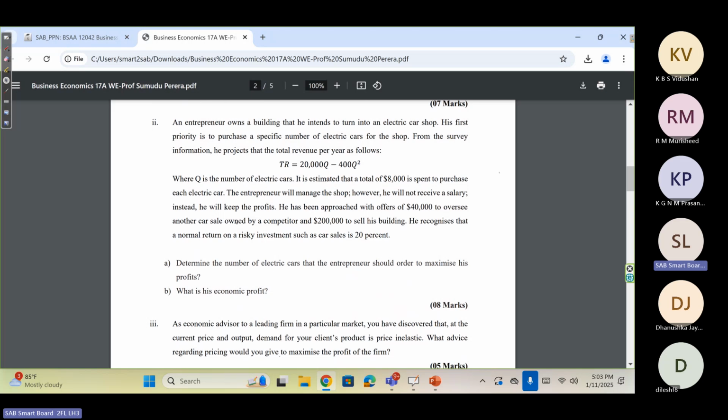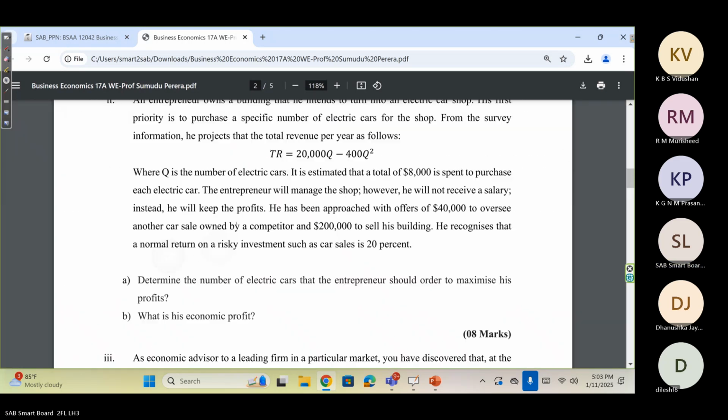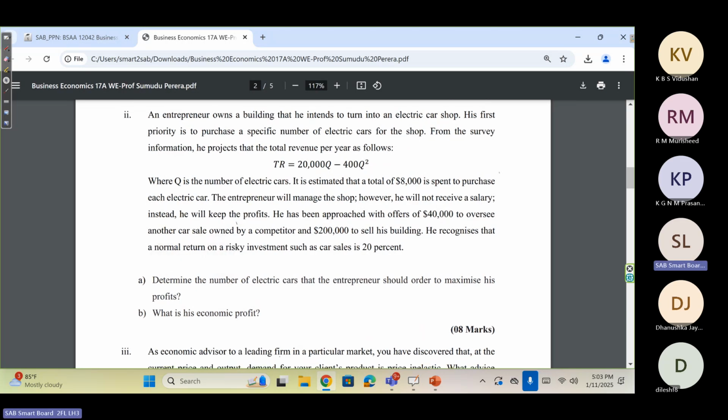The entrepreneur will manage the shop, however, he will not receive a salary. Instead, he will keep the profits. He has been approached with an offer of $40,000 to oversee another car sale owned by a competitor and $200,000 to sell his building.